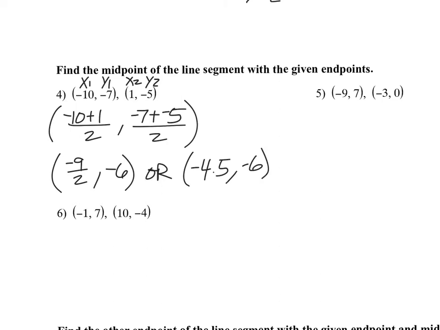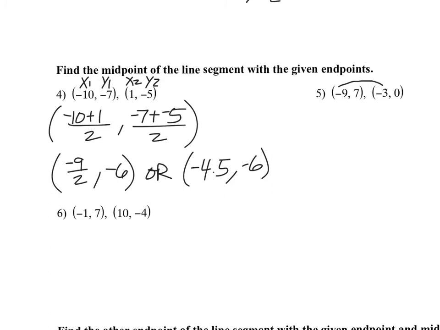Both of those are correct. It's just a matter of reading directions and determining how you need to do it. So it really doesn't matter. Another way you can do it is just count. How far is it from negative 9 to negative 3?